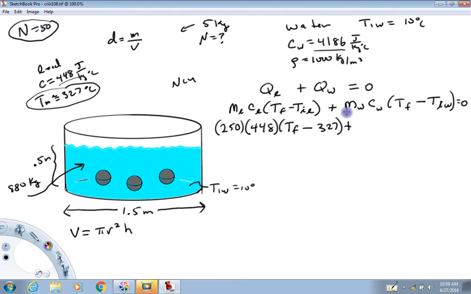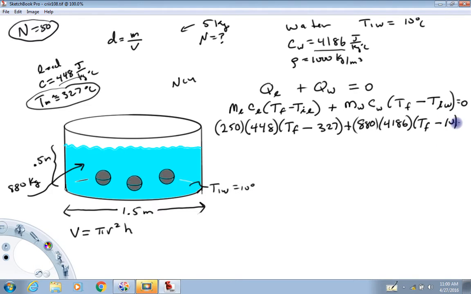Plus, the mass of the water is around 880 kilograms. We calculated that in the previous video based on the geometry, the circular area and 0.5 meters depth, and we used the density of water, 1,000 kilograms per cubic meter. The specific heat of water is 4186, in joules per kilogram degree centigrade, times T final minus the initial temperature of the water, which is 10 degrees centigrade.